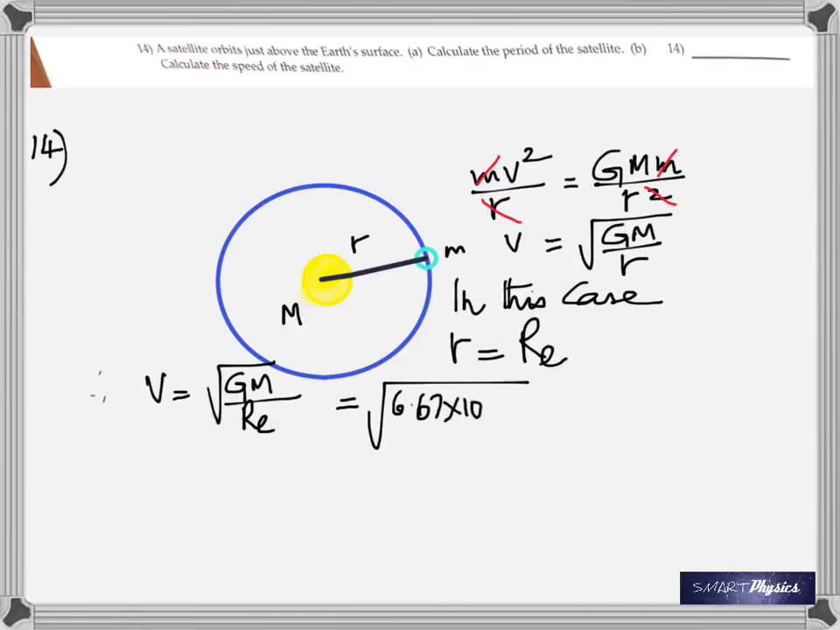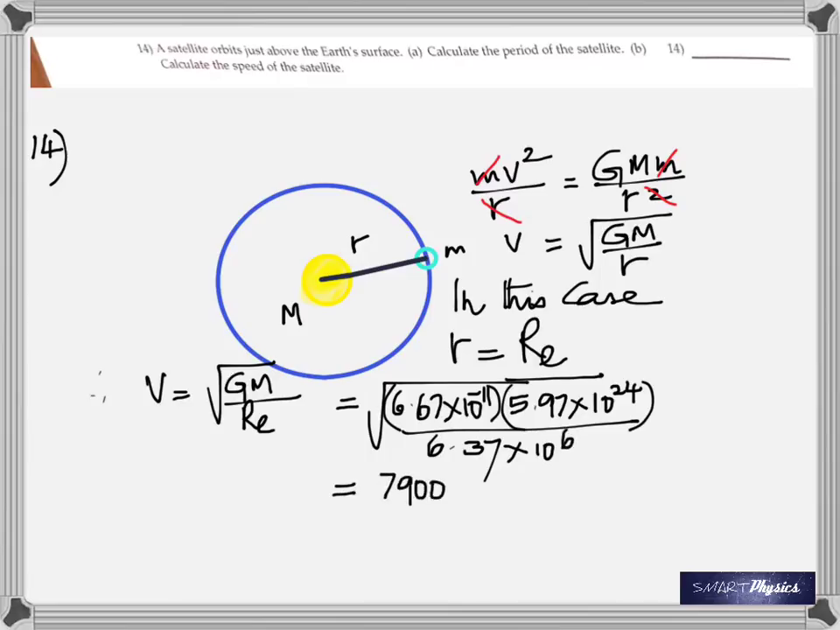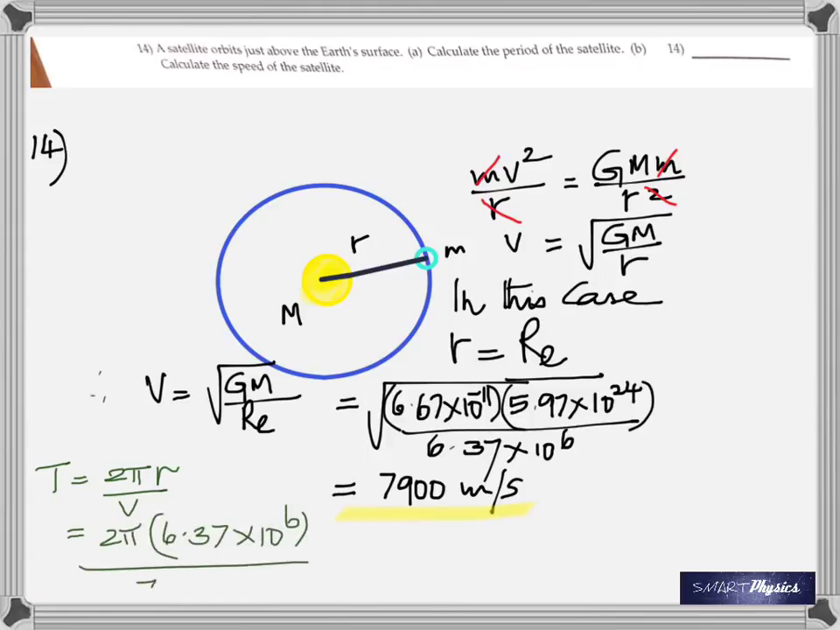If you put in all those numbers, mass of the Earth will be given to you. The radius of the Earth will also be given. It should be in meters. You will get 7,900 meter per second, which is 7.9 kilometers per second. Did you give us all those values? Mass of the Earth and radius of the Earth, yes. And then time period would be the distance divided by the speed. Distance is the circumference. So you get it as 5,066 seconds.